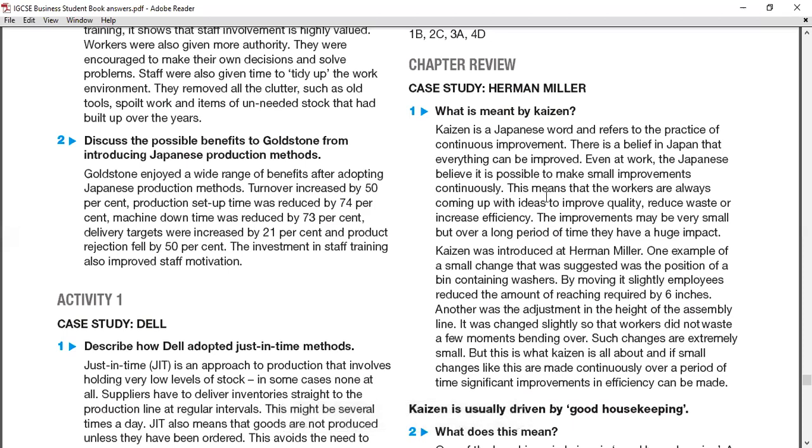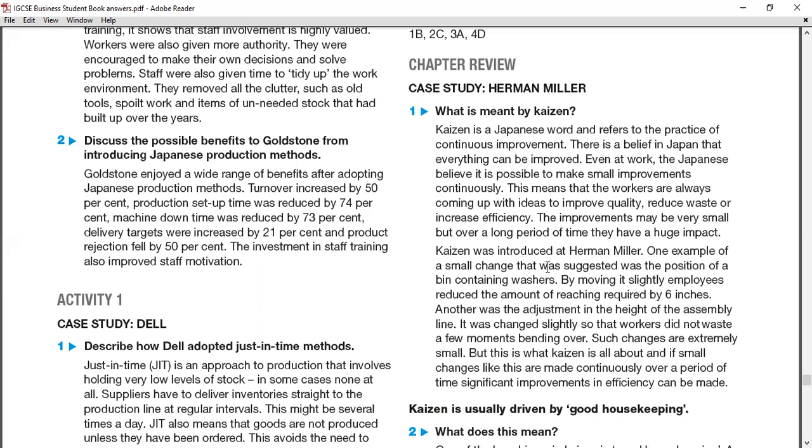What is meant by Kaizen is just a simple word, a Japanese word for continuous improvement. This is a belief in Japan that everything can be improved. Even at work, the Japanese believe it is possible to make improvement continuously. This means that the workers are always coming up with ideas to improve quality, reduce waste or increase efficiency. The improvement may be very small, but over a long period of time, they have a huge impact. As I told you, small changes, long-term huge impact.